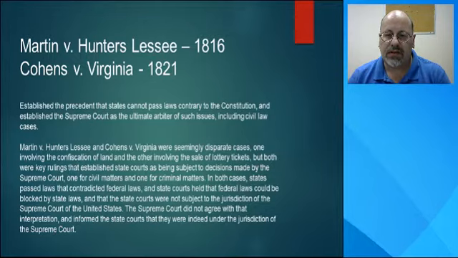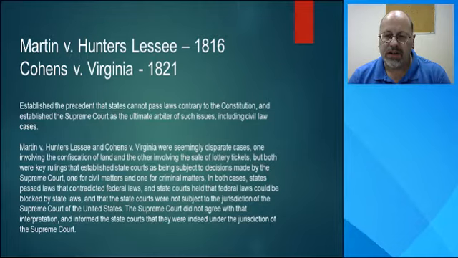Martin v. Hunter's Lessee and Cohens v. Virginia were seemingly disparate cases, one involving the confiscation of land and the other involving the sale of lottery tickets. But both were key rulings that established state courts as being subject to decisions made by the Supreme Court, one for civil matters and one for criminal matters.